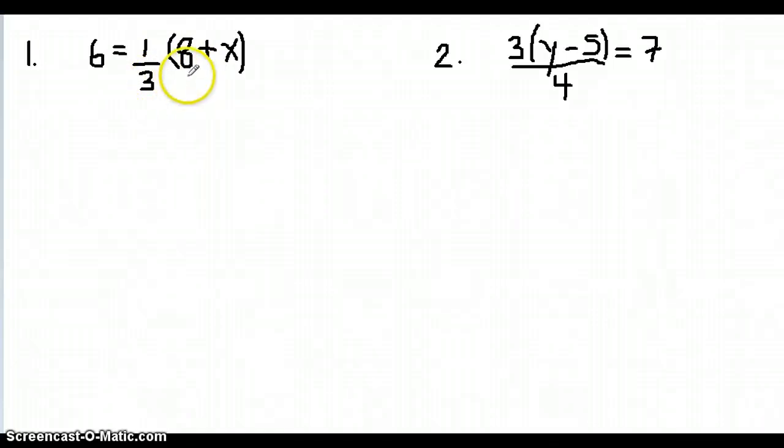Now before I get carried away, you might think, because in yesterday's homework, or last class's homework, you distributed like this, you might think you have to do that, but that's going to be really messy. You're going to get 8/3 plus x/3. You don't want to do that. Okay? So don't do that. When you see fractions, let your instinct be to get rid of the fractions first. Okay?